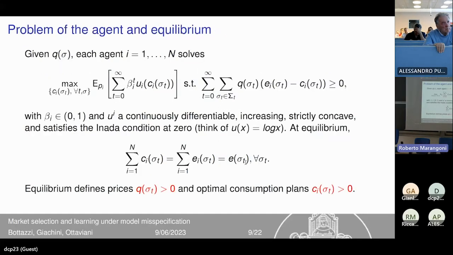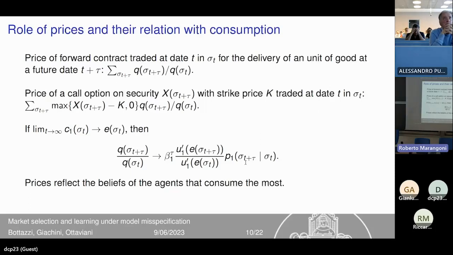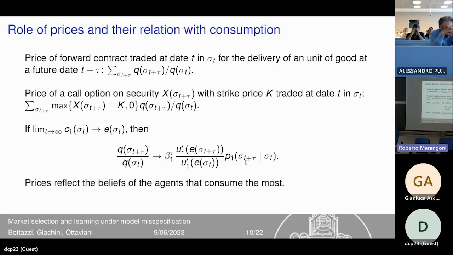Remember this equation? This was a market clearing condition. What happens if the consumption of a single agent actually becomes the aggregate consumption? This is the case we described before, the agent that becomes enormously rich. It can consume everything. Well, what happens is that relative prices converge to the conditional belief of the agent. So this is the point: if one agent consumes the majority of the allocation, then the process of prices is essentially the process of the beliefs of the agent.